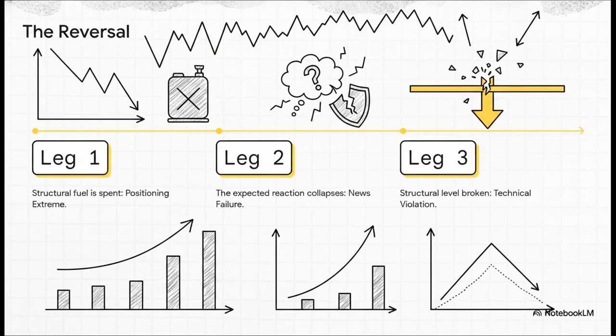First, leg 1, the positioning extreme, meaning the structural fuel is totally spent. Then, leg 2, a news failure, where an expected market reaction completely collapses. And finally, leg 3, a technical violation, where a structural price level is definitively broken.